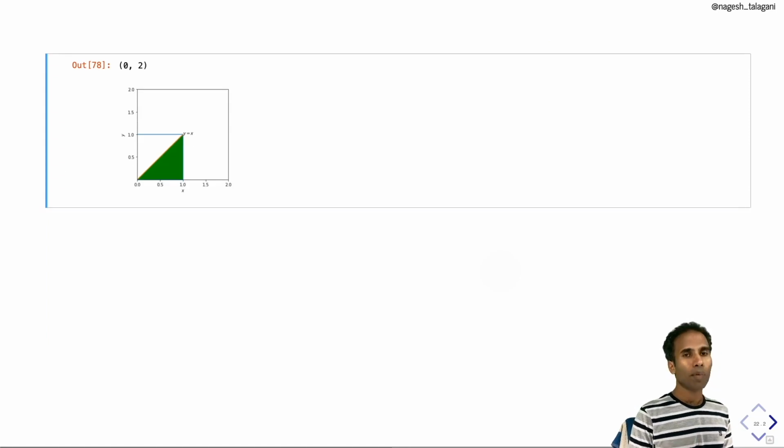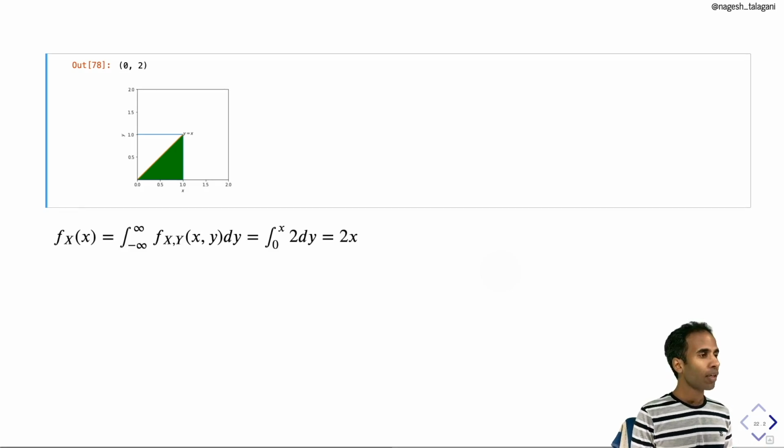Here is the support of xy. Okay. So this green shaded portion is support of xy. Now let us find out PDF of x. We can integrate joint PDF with respect to y. So here we are integrating joint PDF 2.